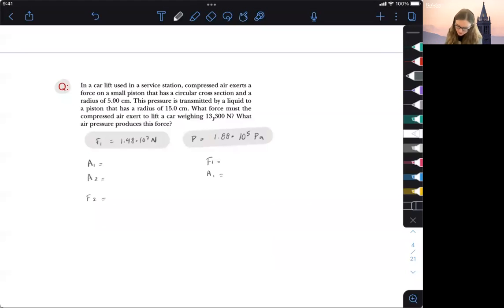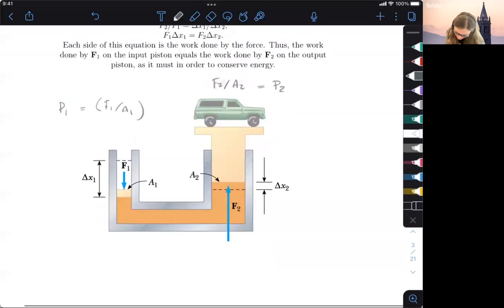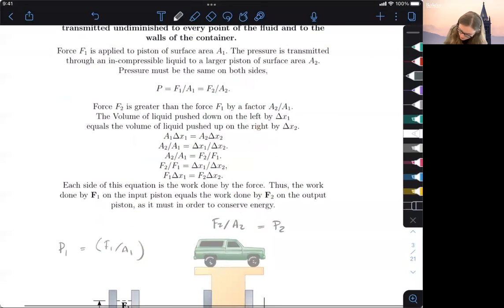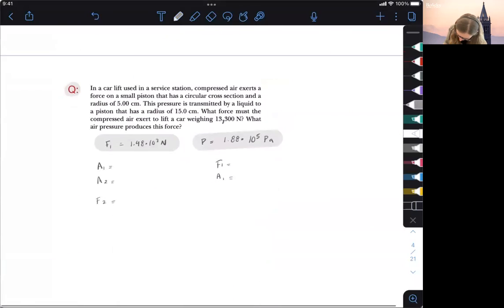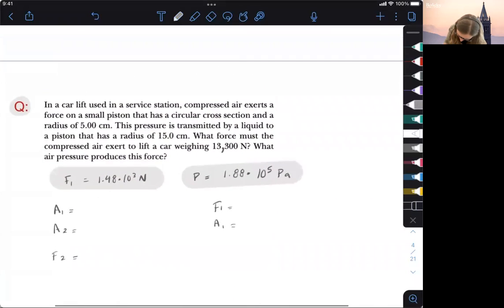Okay. So using the relationships from this first section here, we're just going to use these general equations. So we know that if we relate, the two pressures are equal, right? In this problem, I'm given a circular cross section and a radius of 5 centimeters. The pressure is transmitted by liquid by piston to a radius of 15 centimeters.